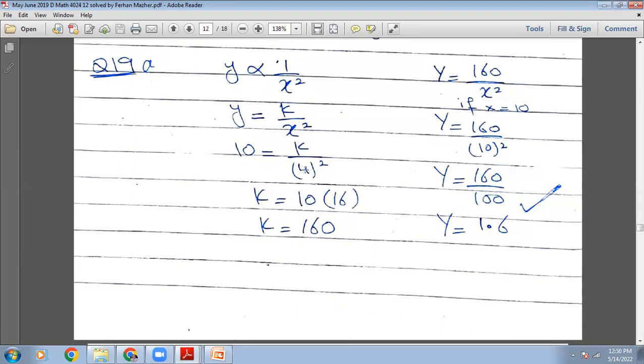y is 10 when x is 4. So put those values here. You will have 4 square is 16. When 16 is multiplied with 10, it becomes 160. The value of k is 160. The formula is y equals 160 divided by x square.